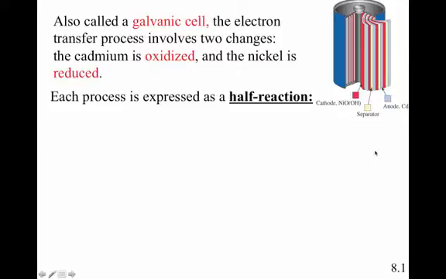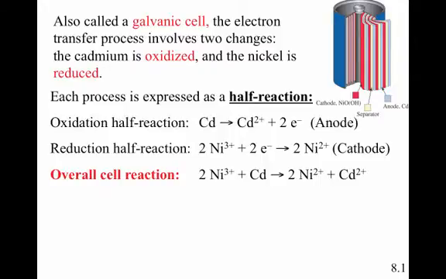Galvanic, it's the transfer of electrons. And let's talk about a general one where the cadmium's oxidized, nickel is reduced. I can write it as, again, 2 half reactions, an oxidation and a reduction. The overall, if I add these 2 up together, is this one.